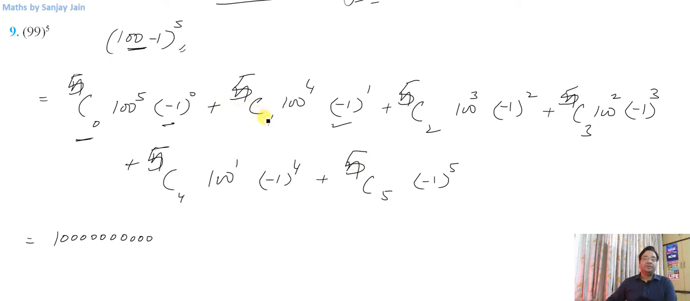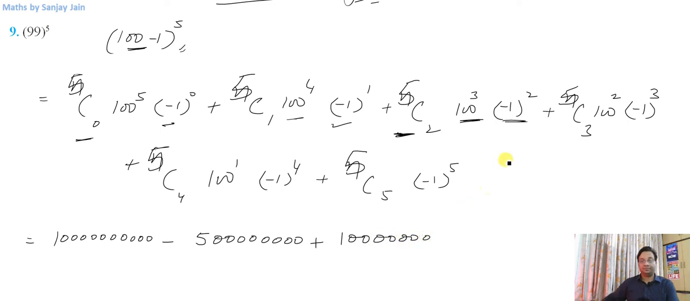So let us see. 5C1 is 5. 100 raised to power 4 will give me 8 zeros in the end, and minus 1 will give me a minus sign here. So 5 followed with 8 zeros. 5C2 is 10. This is 6 zeros, and this will make it 7 zeros, plus. So 1 followed with 7 zeros. 5C3 is also 10, but this time it will give a minus here. So minus 10 into 4 zeros. So minus 1 followed with 5 zeros.